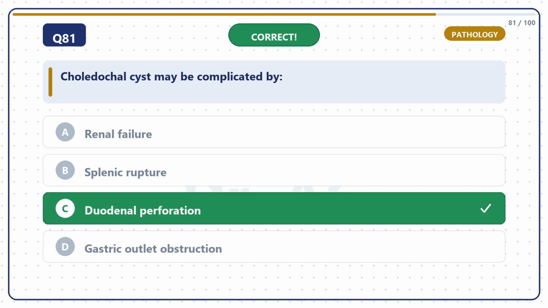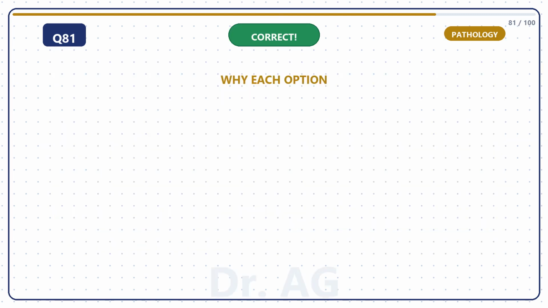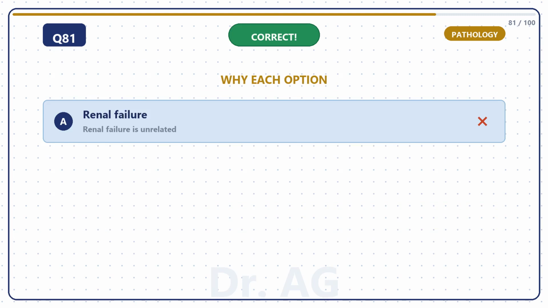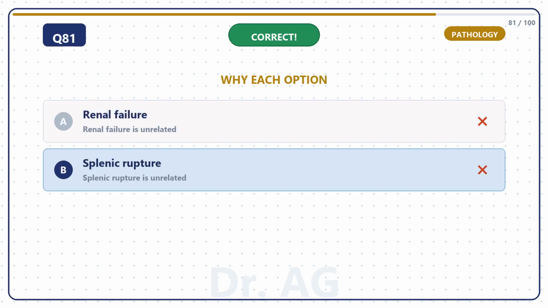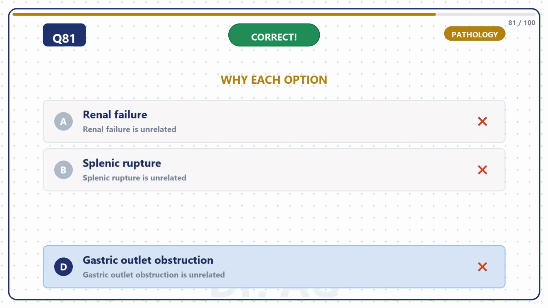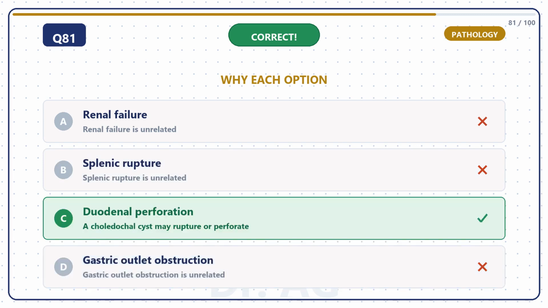Duodenal perforation. Let's go through the options. Renal failure. Renal failure is unrelated. Splenic rupture. Splenic rupture is unrelated. Gastric outlet obstruction. Gastric outlet obstruction is unrelated. And the correct answer is duodenal perforation. A choledochal cyst may rupture or perforate. So, the right answer is option C.